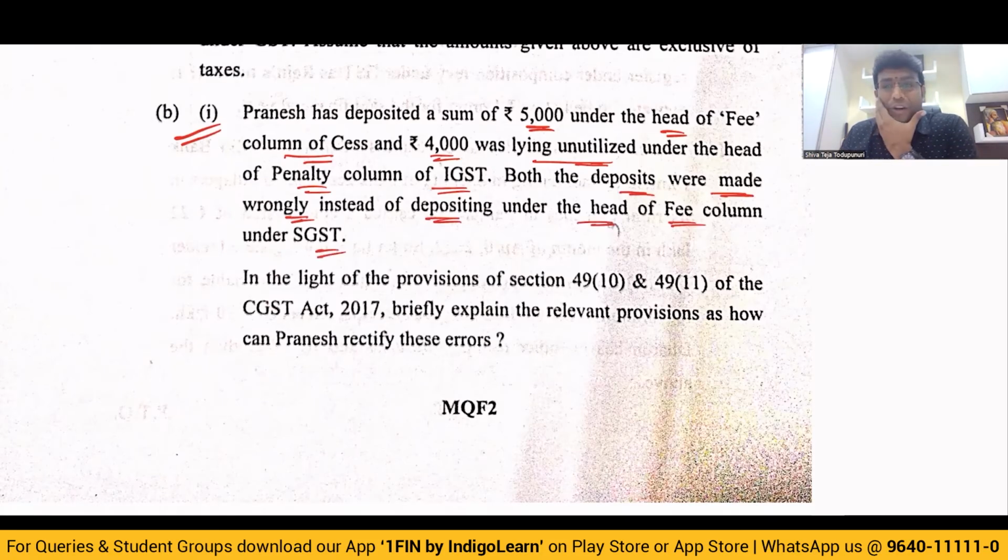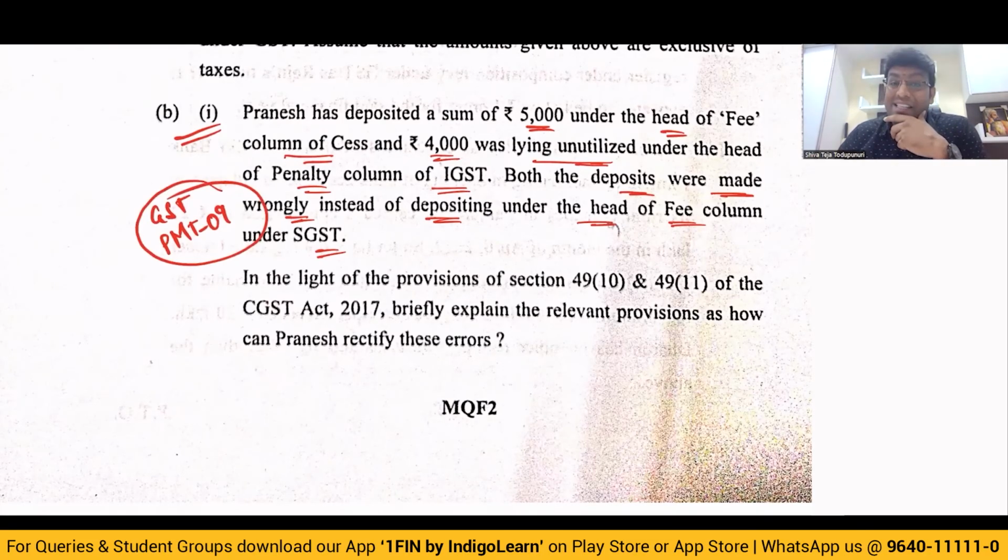In light of provisions of 4910 and 4911, briefly explain relevant provision as how can Pradesh rectify these errors. We have spent too much time on this, where you can happily file GST PMT 09 and transfer balance from one head to another head. And it is easily possible to transfer from one major head to another major head, one minor head to another minor head, and then utilize the balance in cash ledger.